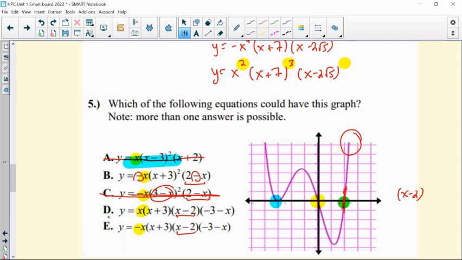If I look at d, if I factored a negative out of this term, that's going to make my overall function negative.